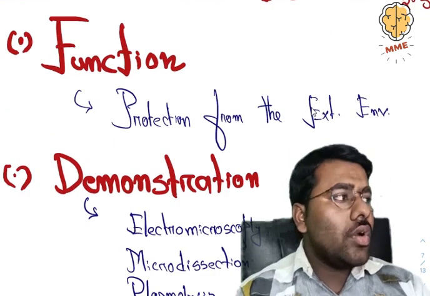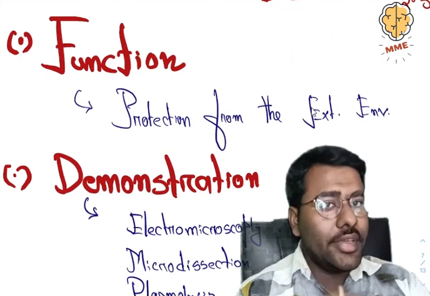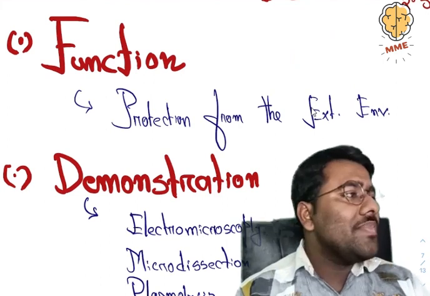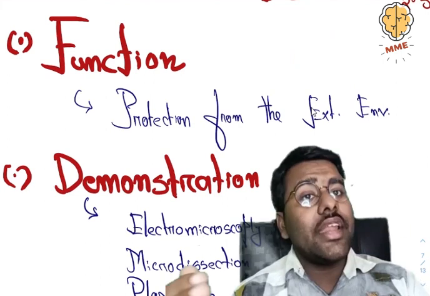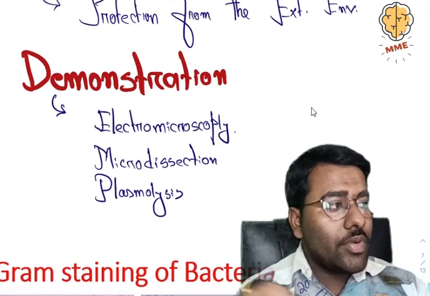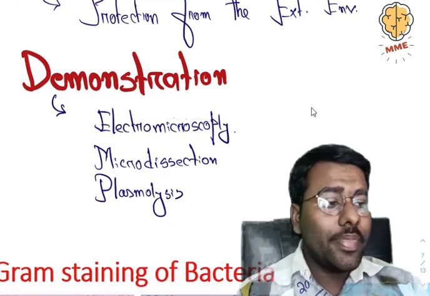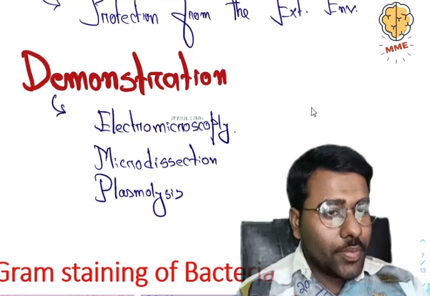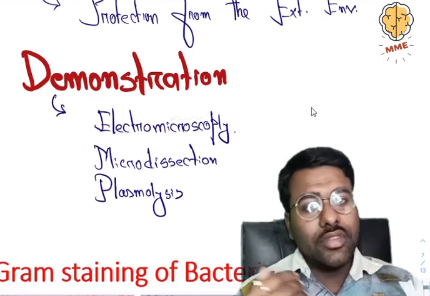Now coming to the function of the bacterial cell wall. The function is protection from the external environment. And how to demonstrate this cell wall? The main demonstration is by electron microscopy, or micro dissection, or plasmolysis.